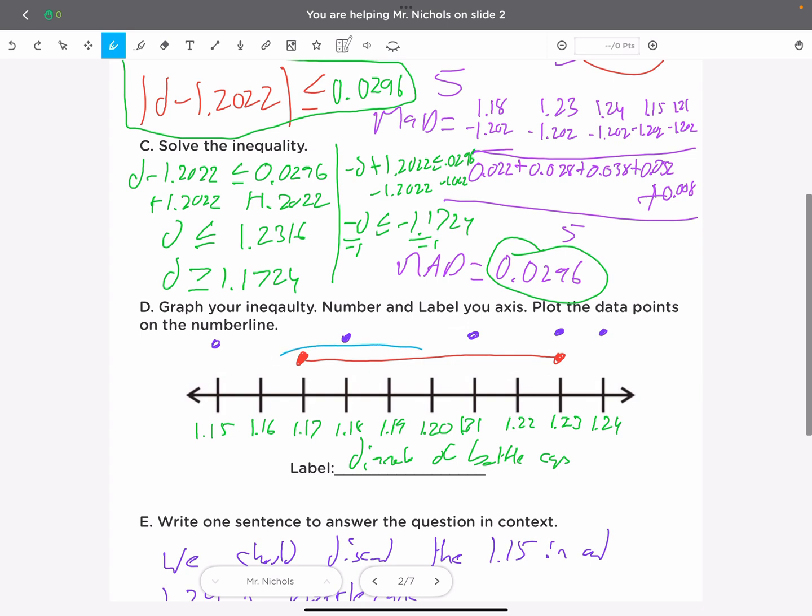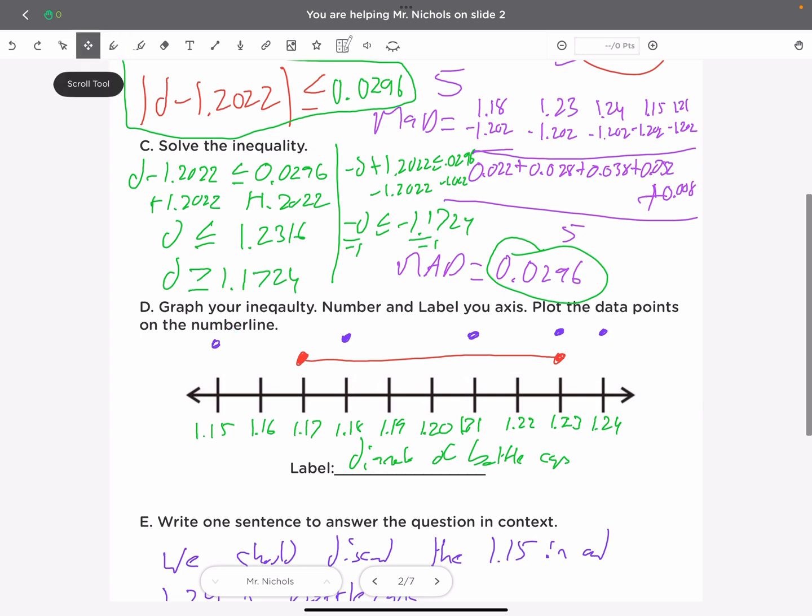So when I did it, this was my inequality statement, 1.17, 1.23, but I included those values. So that's what this red is, which is my inequality. The purple part right here are my 5 data points. So I plotted these 5 data points, and this one, because it's 1.23 and we include it, so we include that.